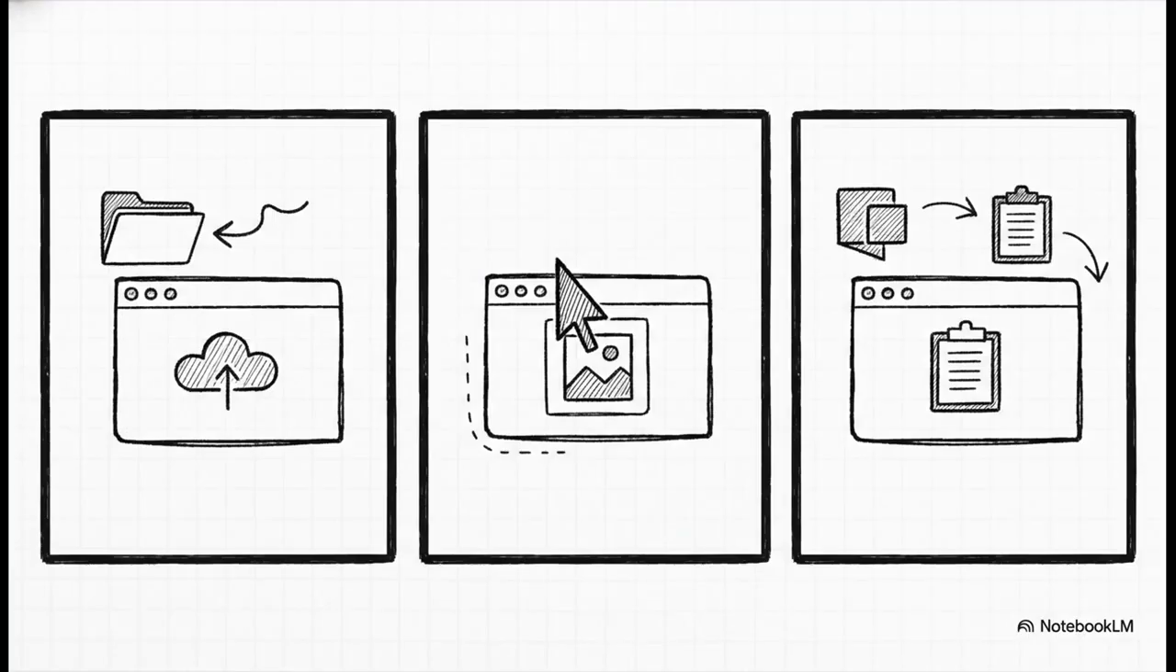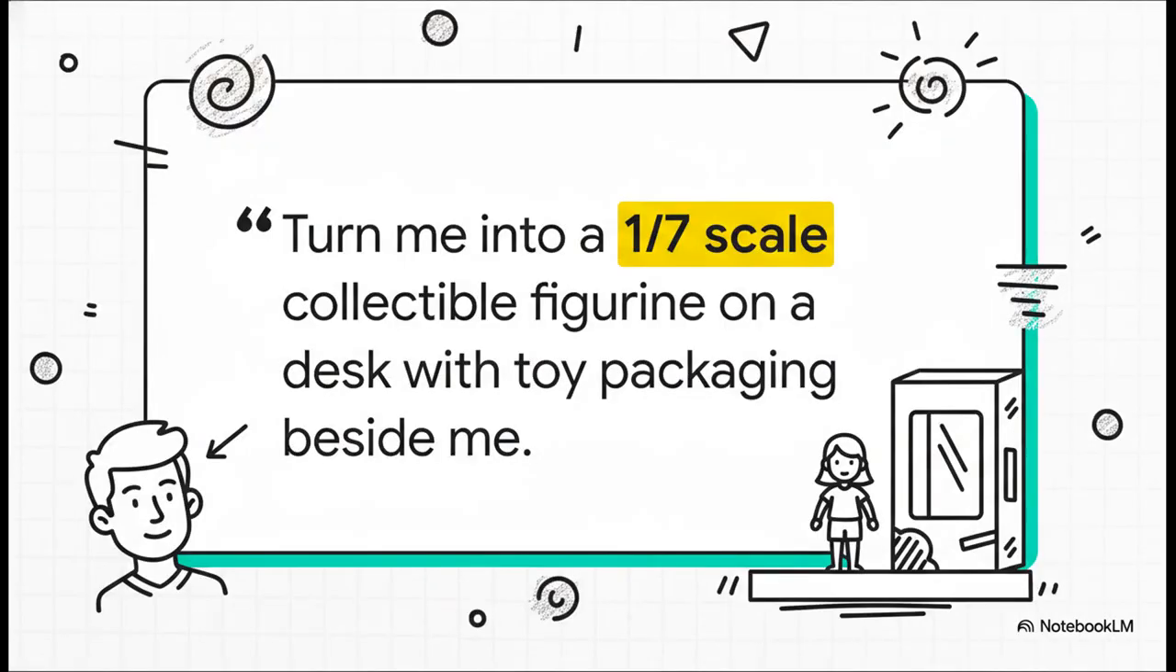Getting your photo in there is super simple. You can upload a file, you can literally just drag and drop an image right into the chat, or you can even just copy and paste a picture. Easy peasy. Now, here's a prompt that has been going absolutely viral. You upload a picture of yourself and then just type this in. Turn me into a 1/7 scale collectible figurine on a desk with toy packaging beside me. It's a seriously fun way to see just what this tool can do.